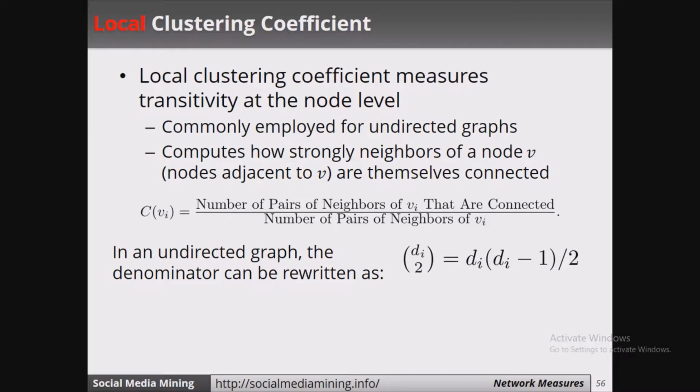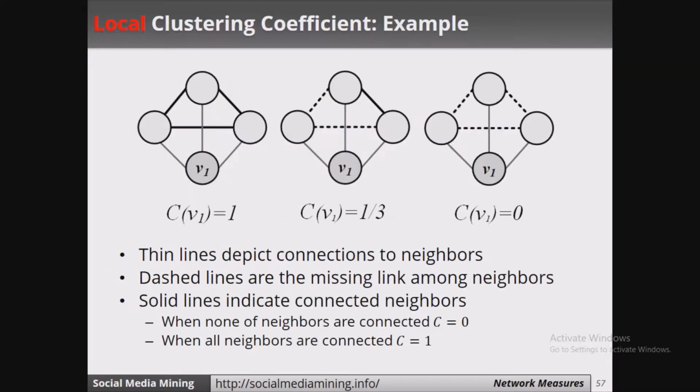The local clustering coefficient is given by the number of pairs of neighbors of Vi that are connected divided by the number of pairs of neighbors of Vi. For an undirected graph, the denominator can be rewritten as di times (di minus 1) divided by 2. Here di means the degree of the ith node.